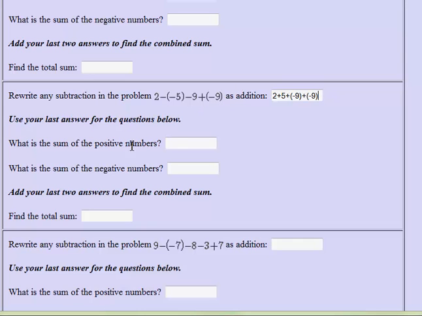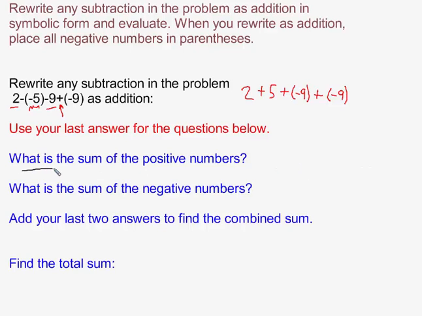Now it says what is the sum of the positive numbers, what is the sum of the negative numbers, and then find the total sum. When we write our answers here, it is not necessary to put parentheses around any answers that are negative. So for this part of the problem, it says what is the sum of the positive numbers? And my positive numbers are 2 and 5. So all of the numbers are being summed together, but for this part we only want to focus on the positive ones. So if you take the 2 and the 5, the sum of those would be 7.